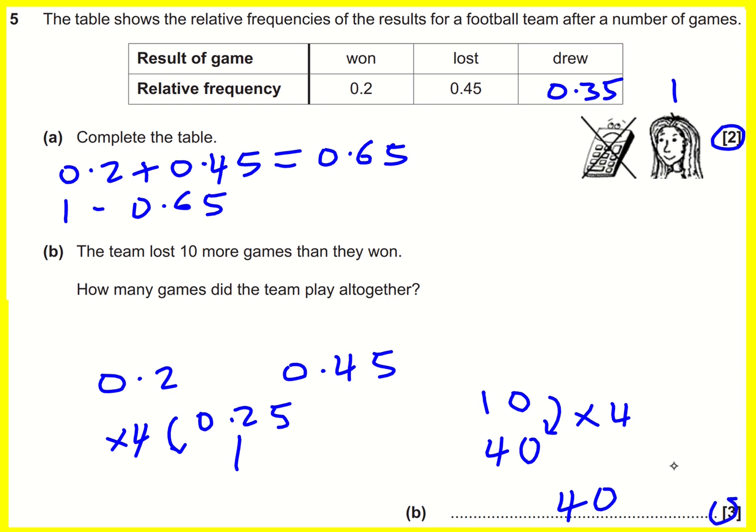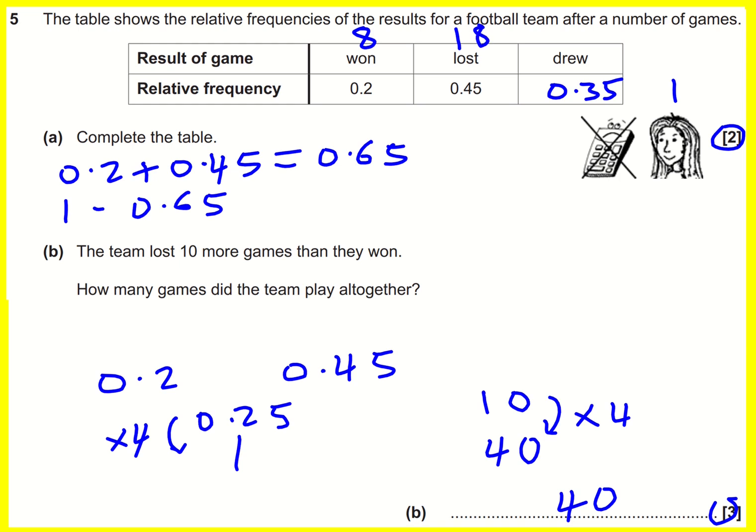And I could check that. I could say, right, what's 0.2 times 40? 0.1 times 40 is 4, so 0.2 times 40 is 8. And then 0.45, well, 0.4 is going to be 16, and 0.1 was 4, so 0.05 is 2, so 16 plus 2 is 18, so yeah, I can see that's 10 more games.